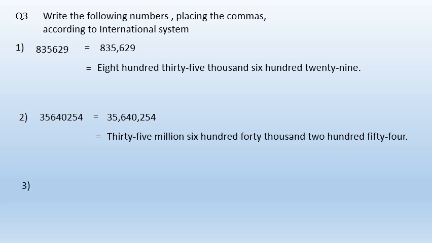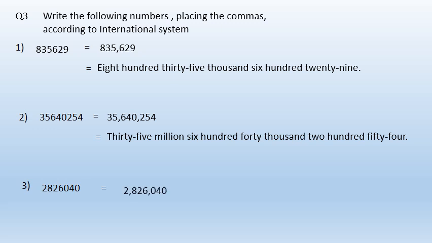35,640,254. Let's take the third one. The number is given. Come on, students, just write down this number according to the international system. So according to the international system, first what we are going to do? We are going to place the commas and then write it down in words. Come on, just write it down on your own.